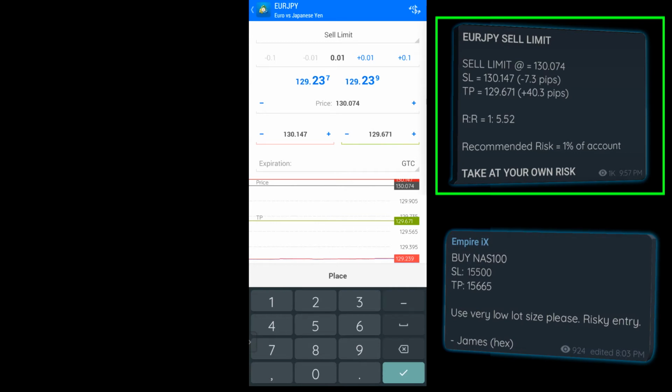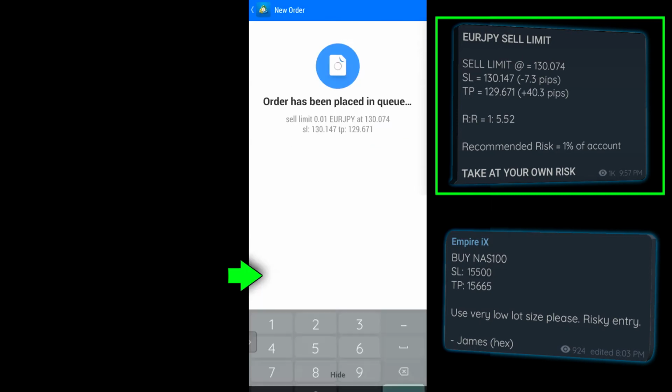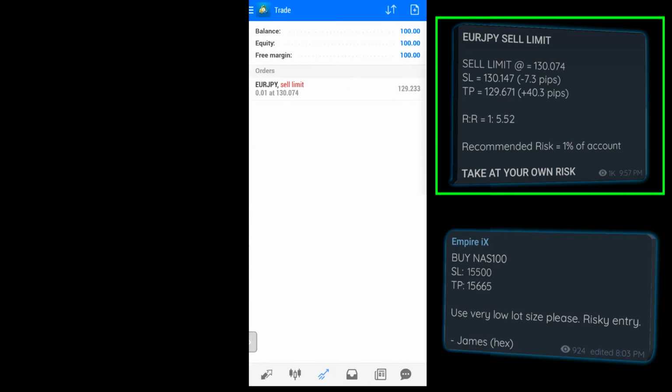Perfect. So now this is our trade setup. We have gone ahead and put in all our coordinates, and essentially what we're going to do is place this pending order. So we click Place there at the bottom. It now says order is open.